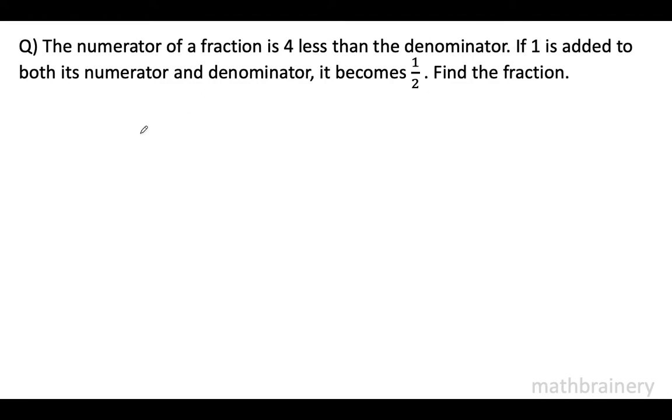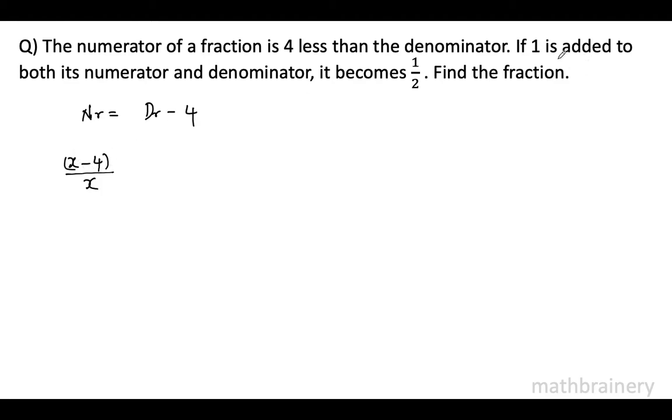If 1 is added to both its numerator and denominator, it becomes 1 by 2. Find the fraction. So what is given? The numerator of the fraction is 4 less than the denominator, that is denominator minus 4. So if I assume the denominator of the fraction is x, then what should be the numerator? It must be x minus 4.